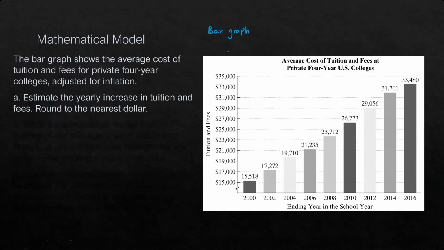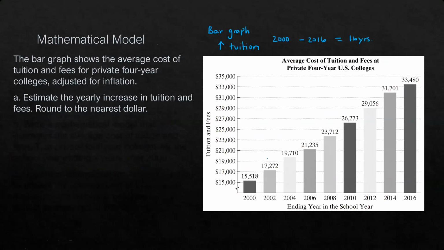We also notice that there's an increase in tuition. It seems like the data goes from 2000 all the way to 2016. That's 16 years worth of data. Estimate the yearly increase in tuition and round it to the nearest dollar.